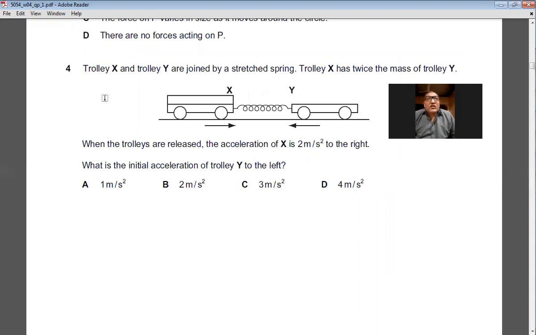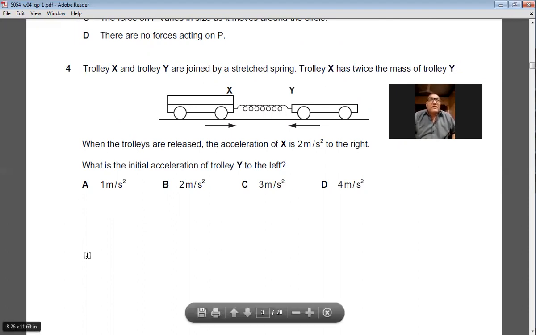Trolley X and trolley Y are joined by a stretched spring. Trolley X has twice the mass of trolley Y. Look at here carefully. Look at the trolley Y. Look at the trolley X. Its mass is double. For example, if it's 8 kg, this will be 16 kg. When the trolleys are released, the acceleration of the X is 2 meters per second square to the right. What is the initial acceleration of the trolley Y to the left?